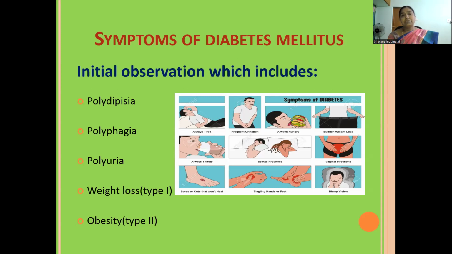What is polyphagia? The patient is always hungry to eat, taking in more food. That is called polyphagia. Polyuria is frequent urination, mostly at night time. Poly means many times they feel the urge to urinate. Weight loss is unusual in type 1 diabetes, and obesity occurs in type 2 diabetes. These are the initial symptoms.